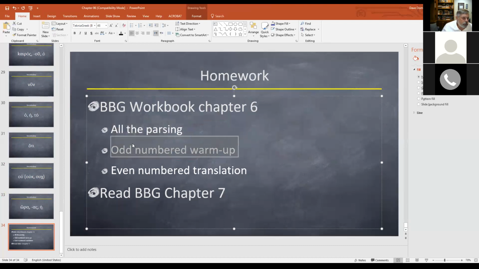But do the warm-up, just the odd number ones. If you want to practice, you can do them all. And then do the even number translation ones. You don't have to do them all. Just do the even numbers. I think there's 10 of them each, so you do 5 each. And I know it takes time. So if you're struggling, you might want to do more.